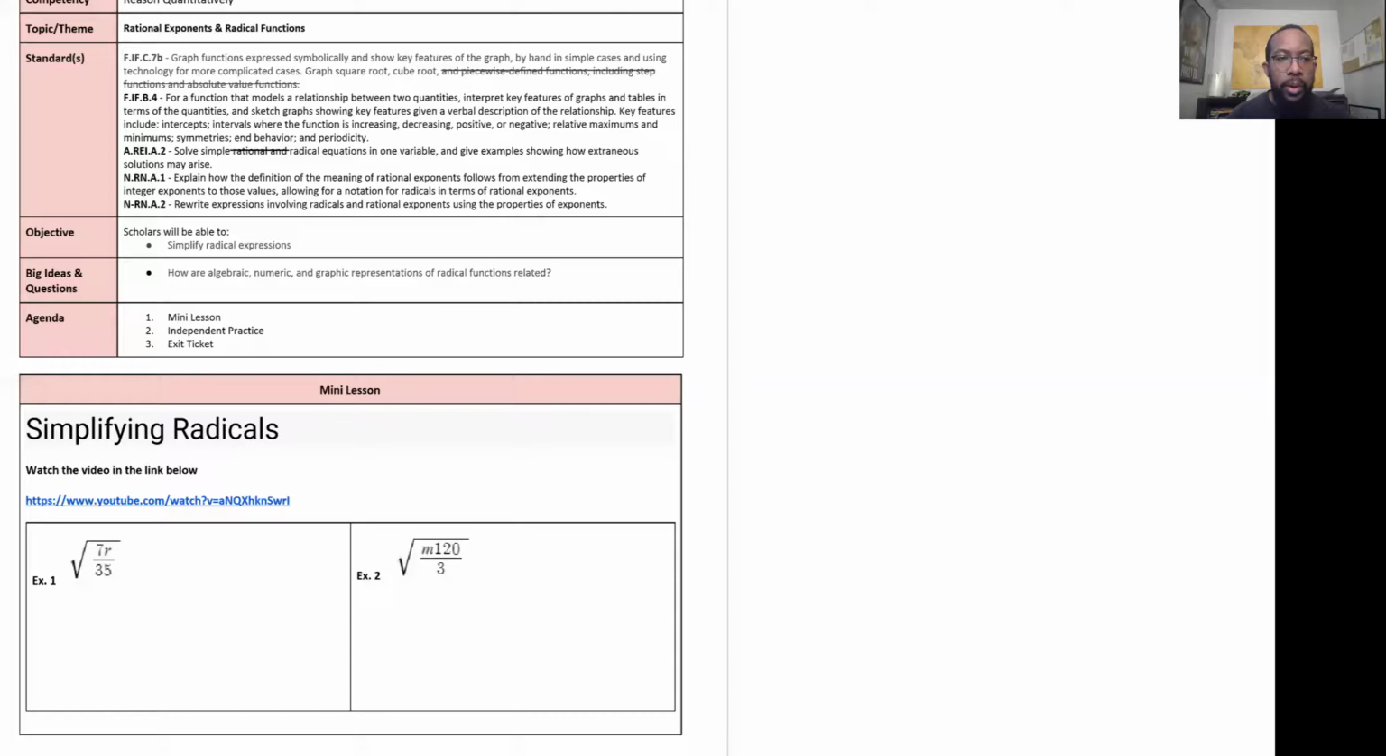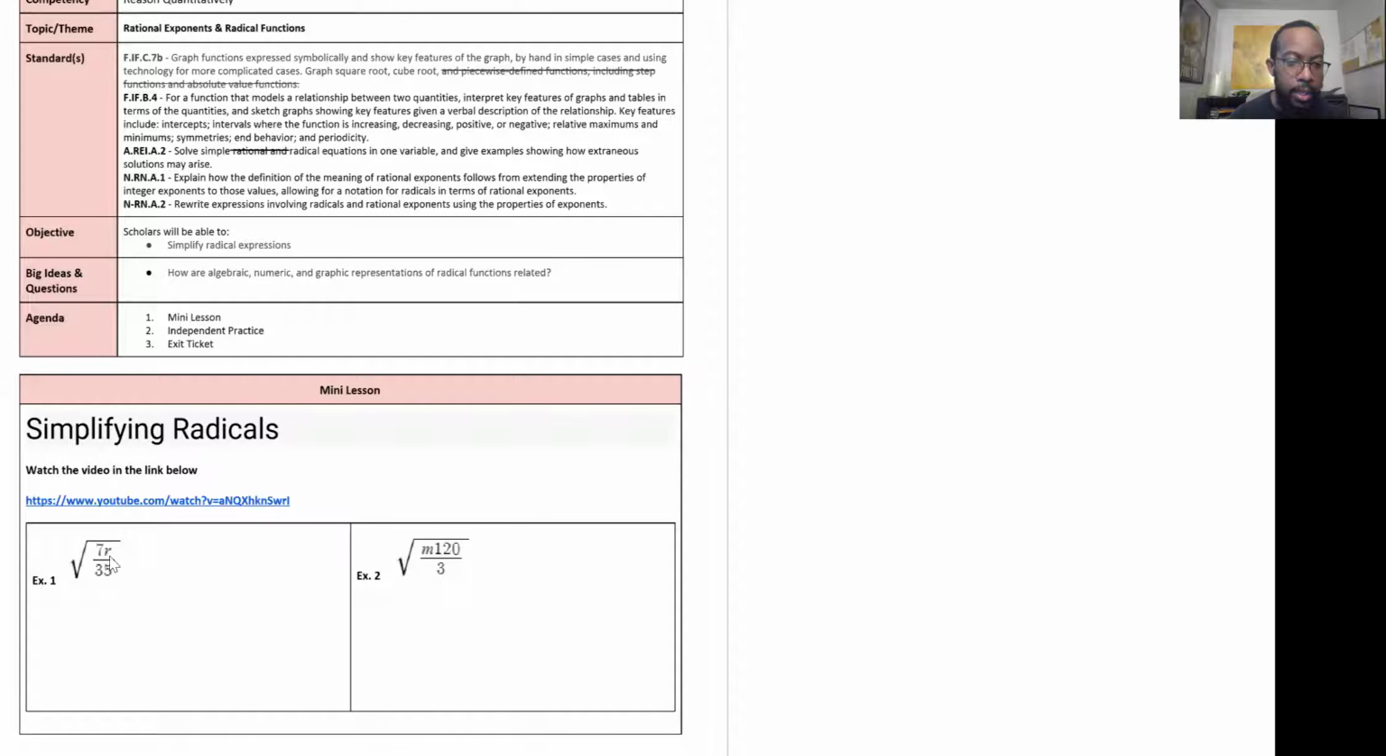All right, welcome back, guys. So I'm going to share my screen with you so that we can go through today's student-facing document together. Okay, right there. All right, so today you're going to be learning how to simplify radical expressions. You haven't seen this before, maybe not. So here are two examples.